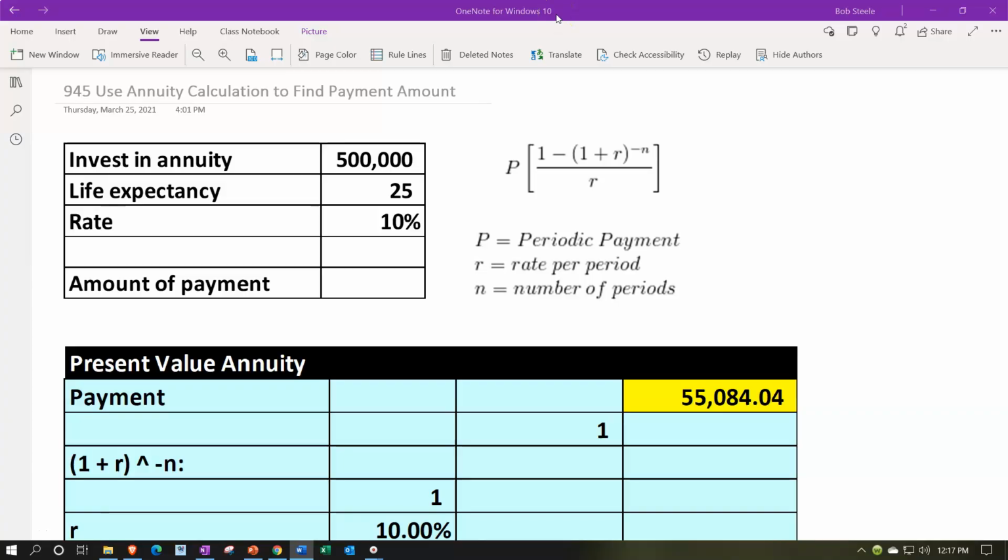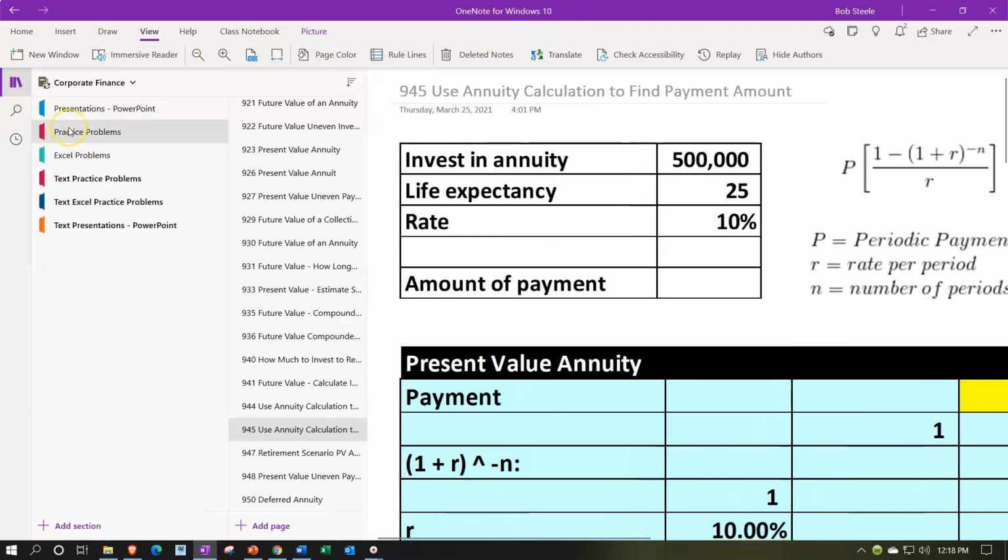Here we are in OneNote. If you have access to OneNote and would like to follow along, you're not required to, but if you have access and would like to, we're going to be in the tab on the left-hand side. We're in the practice problem area and down in section 945, use annuity calculation to find payment amount.